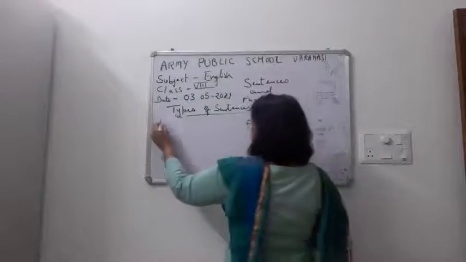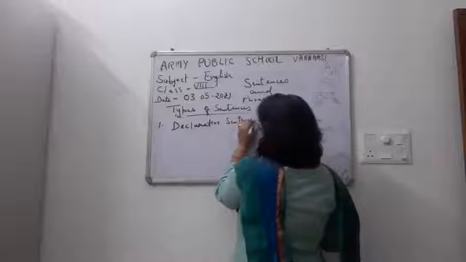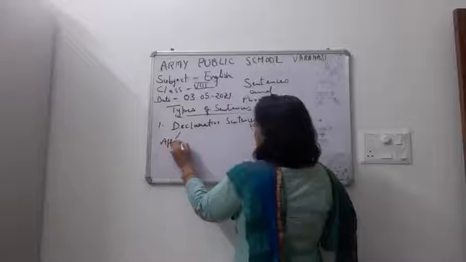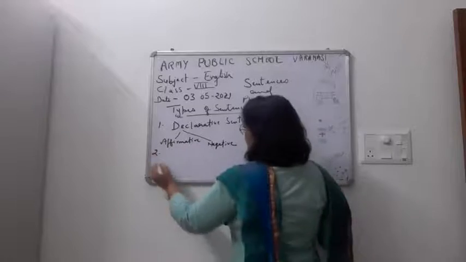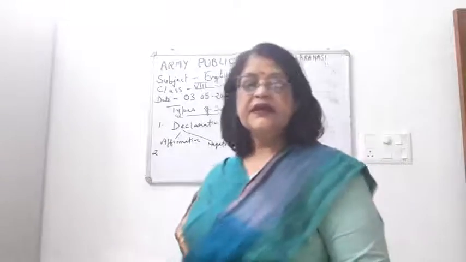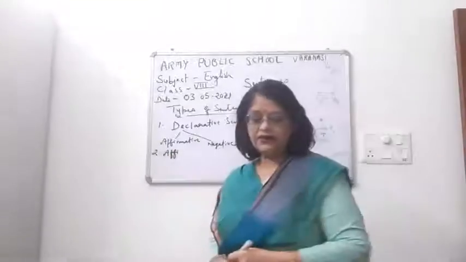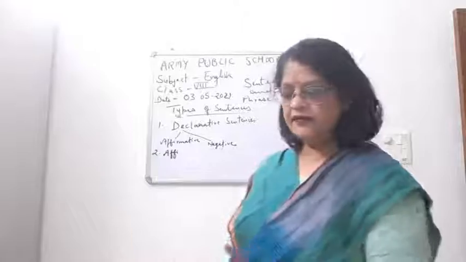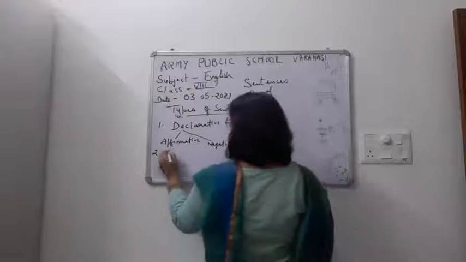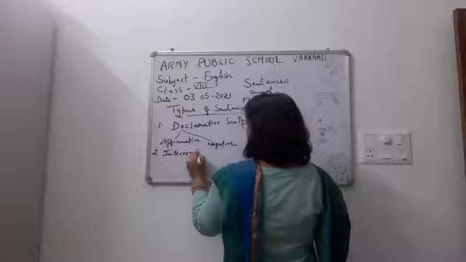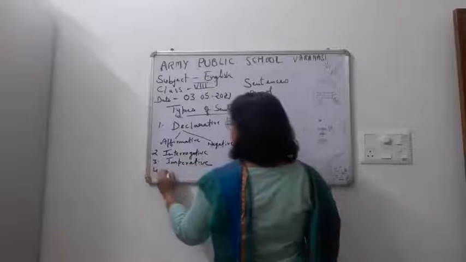declarative sentence. In a declarative sentence, affirmative and negative will be there. After declarative, children, comes interrogative. Then third is imperative. And fourth is exclamatory.